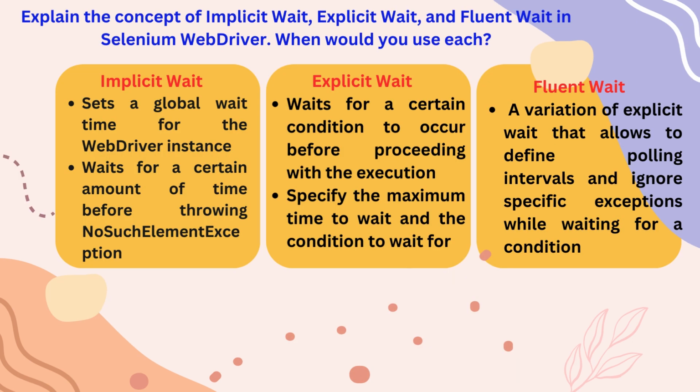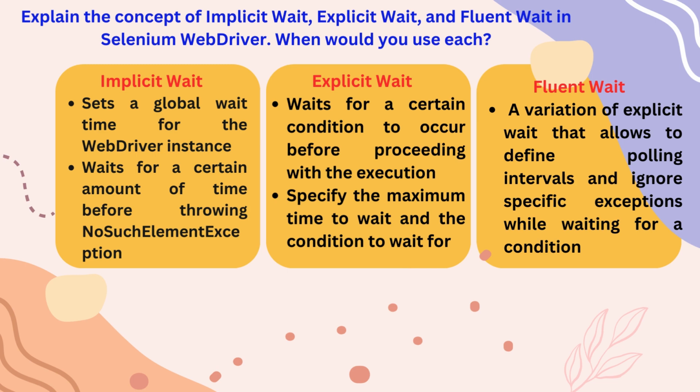Explain the concept of implicit wait, explicit wait, and fluent wait in Selenium WebDriver. When would you use each? Implicit wait sets a global wait time for the WebDriver instance. It waits for a certain amount of time before throwing a NoSuchElementException.